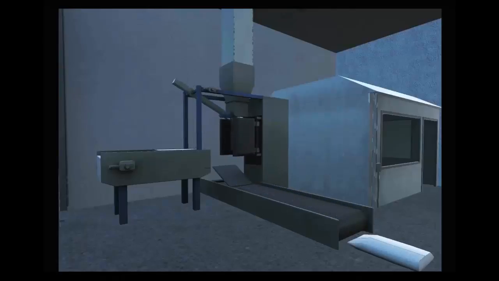Some systems require 2 to 3 operators to fill, close, either by sewing or by heat seal, and stack the bags. Other systems use automated controls and robotics to complete all of these tasks, and only a forklift operator is needed to remove the fully stacked pallet.